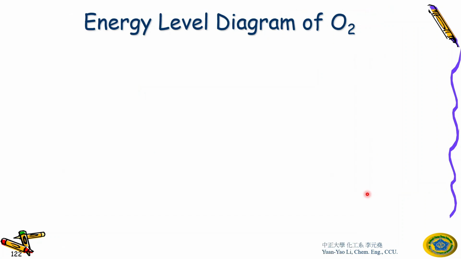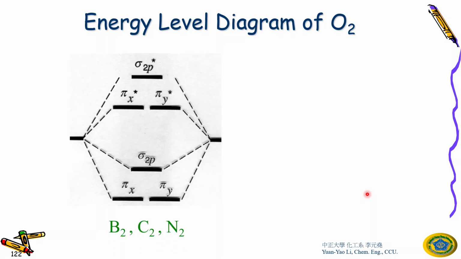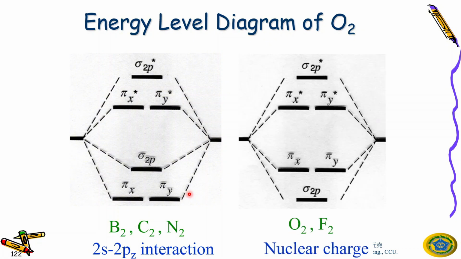Right, so after nitrogen, let's take a look at oxygen. This is the energy level diagram of oxygen. Remember that this is because of the 2p, 2pz and 2s interaction. The energy level diagram looks like this, but for oxygen and fluorine, this energy level becomes normal. Remember? This was reversed.